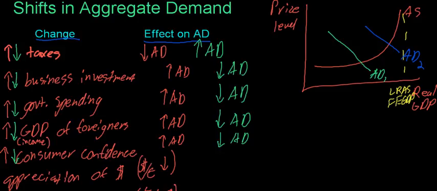So this means that American goods are now more expensive. So rather than writing American, I'll write USA. USA is more expensive. So an appreciation of the dollar leads to a decrease in aggregate demand for American goods because our goods are now more expensive relative to, say, Chinese goods.